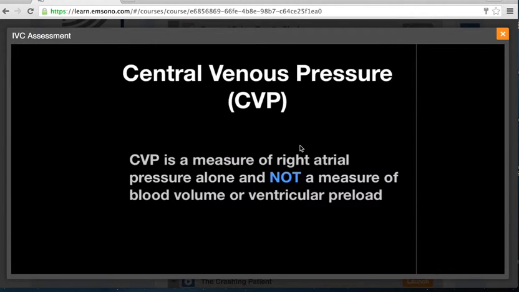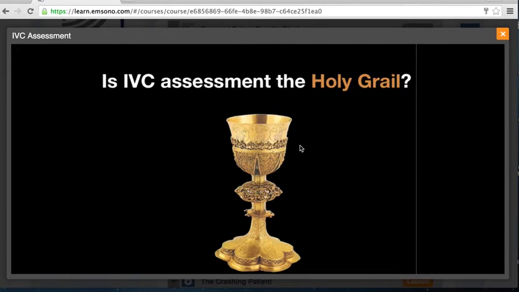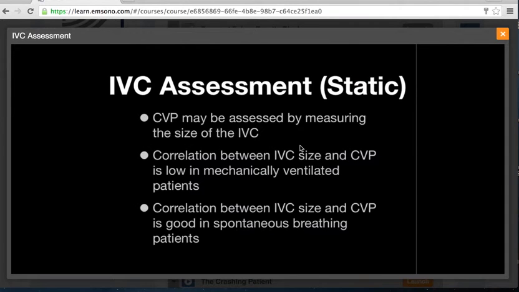Therefore, central venous pressure is going to be a measure of right atrial pressure alone and not a measure of blood volume or of ventricular preload. So what about inferior vena cava assessment with ultrasound? Is that the holy grail? Looking at static assessment of the inferior vena cava with ultrasound, yes, you can determine central venous pressure by measuring the size of the inferior vena cava. There is good correlation between inferior vena cava size and central venous pressure in patients who are spontaneously breathing. However, the correlation is poor in patients who are mechanically ventilated.